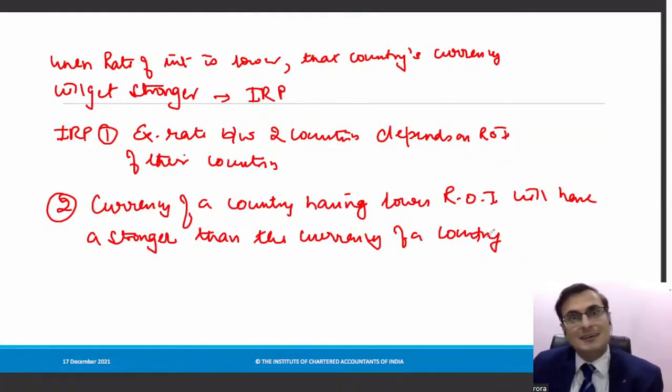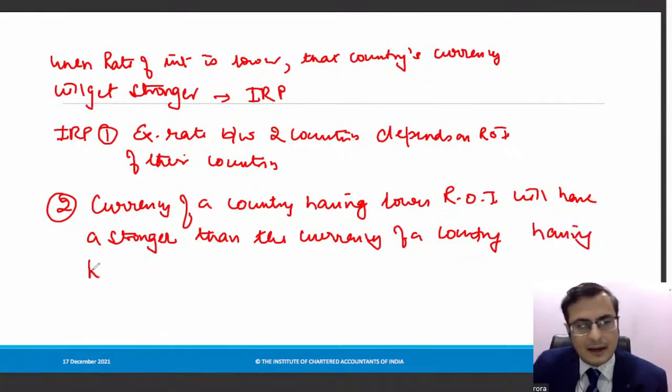Mr. Harshad, astonished? 52%. My God. Imagine you are depositing 1,000 rupees in the Bank of Venezuela and you are getting 1,500 in 1 year. Wow. Isn't it good? So the currency of a country having lower ROI will be stronger than the currency of the country having higher rate of interest.